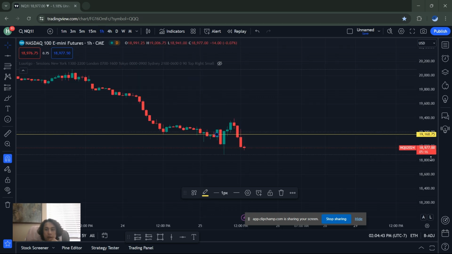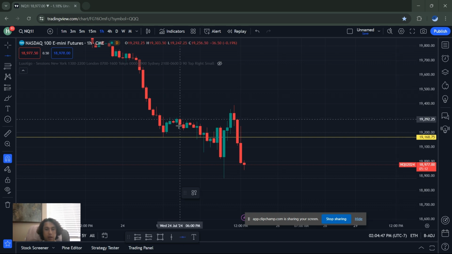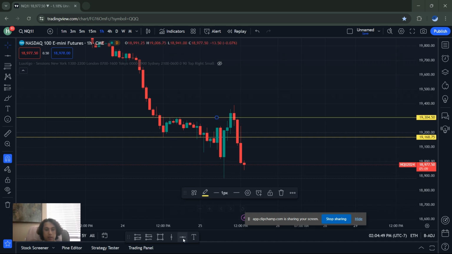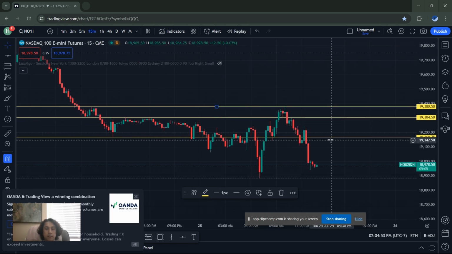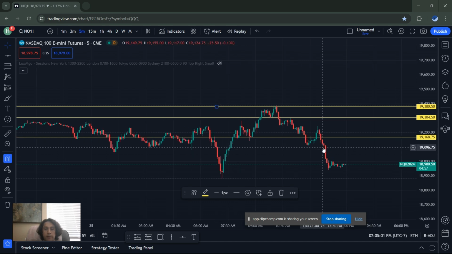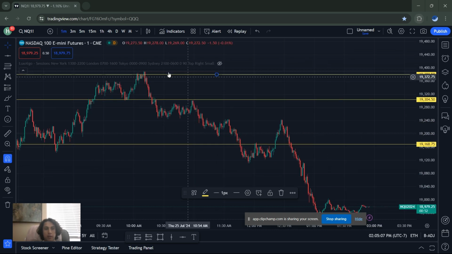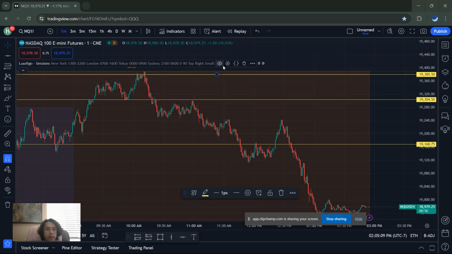We go to the 1 hour and we do see liquidity buildups right here and right here. Go to the 15 minute, it just gives you overall sentiment. 5 minute, you start getting into entry zones. We play everything off the 1 minute, and I'm turning the indicator back up.